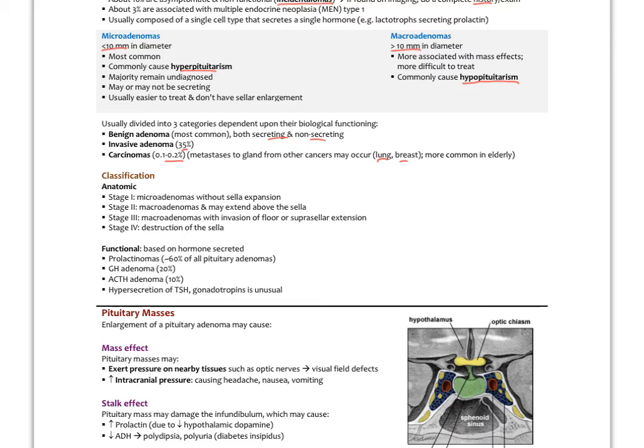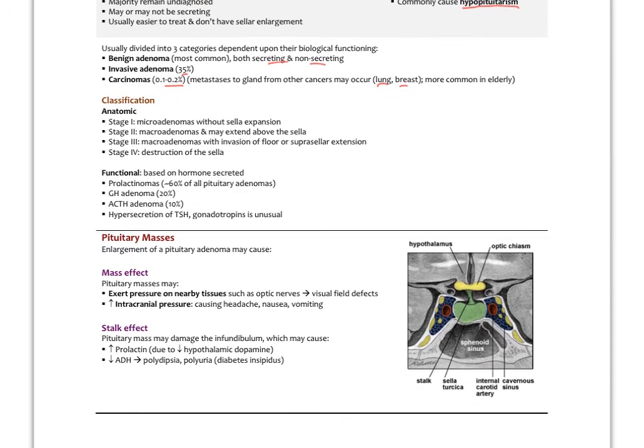And then we can also classify them finally functionally based on the hormones secreted. So prolactinomas are the most common. It's about 60%. Growth hormone adenomas are about 20%, and then ACTH adenomas comprise 10%. And as I mentioned before, TSH and gonadotropin hypersecretion is very rare, but something to be on the lookout for.